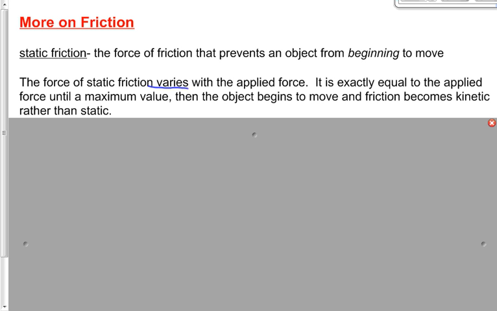But what I'm saying here is that it varies, it's equal to the applied force until a maximum value. What we're saying there is that the harder we push, the harder friction pushes back. It's the stubborn force. I push on something, hey, it pushes back. I push on something harder, it pushes back harder. It can't lose. Static friction doesn't want to lose. I push with a certain force, it pushes as hard as it has to push in order to keep the object from beginning to move until it reaches a maximum value, and then it can't push any harder.